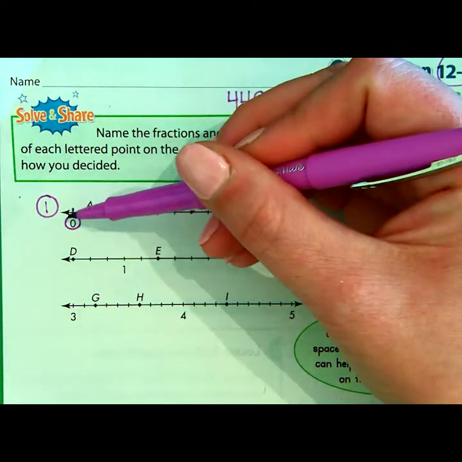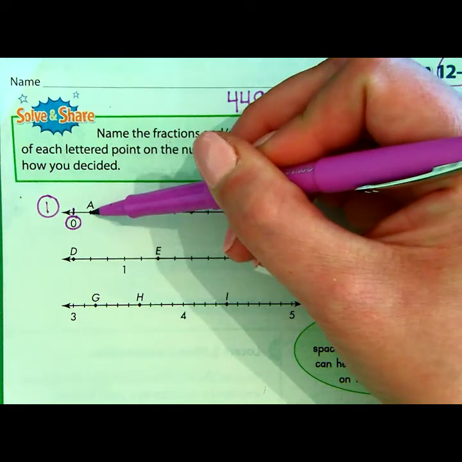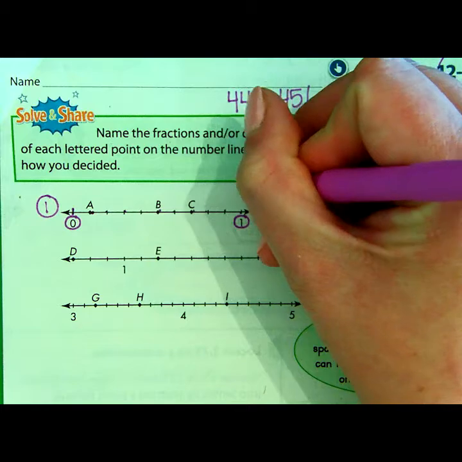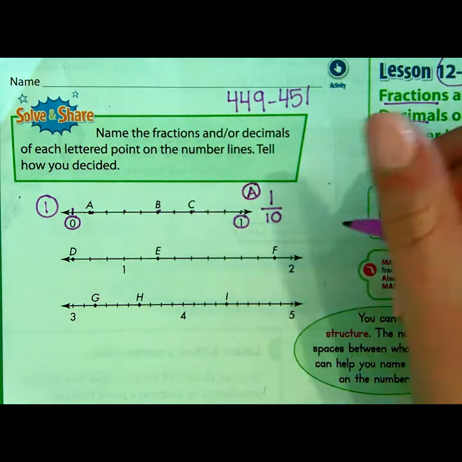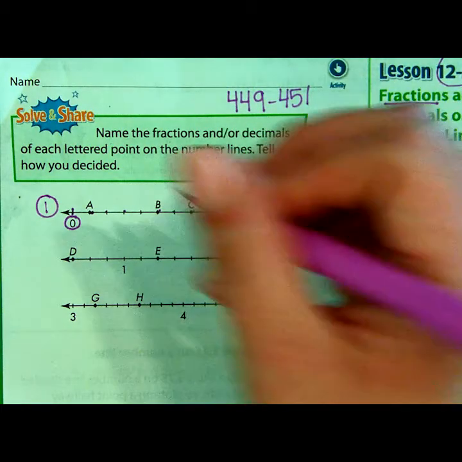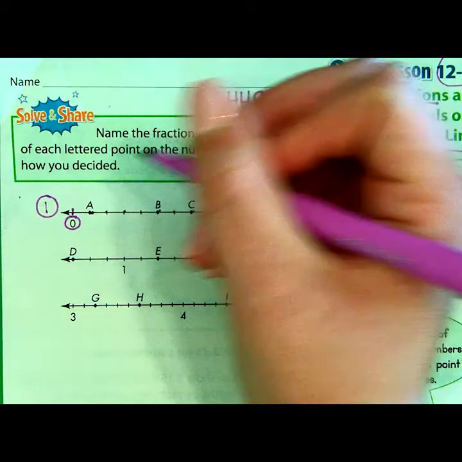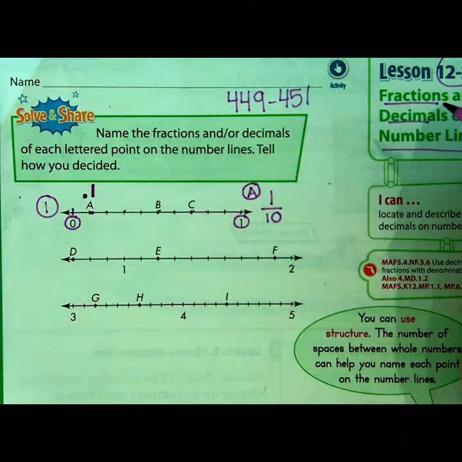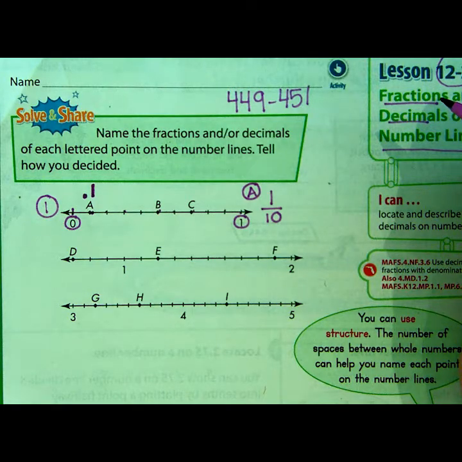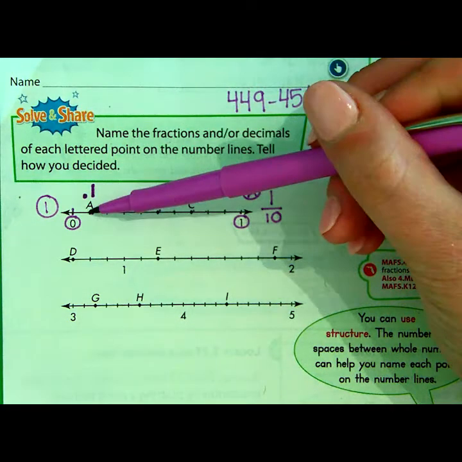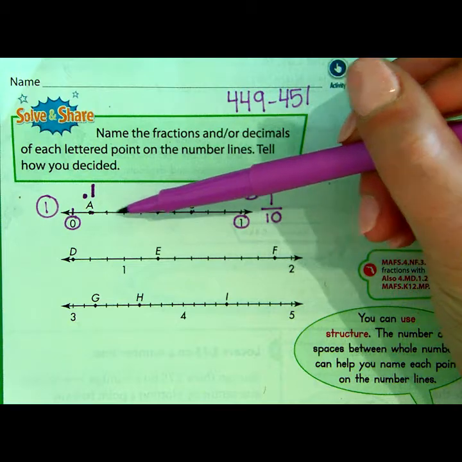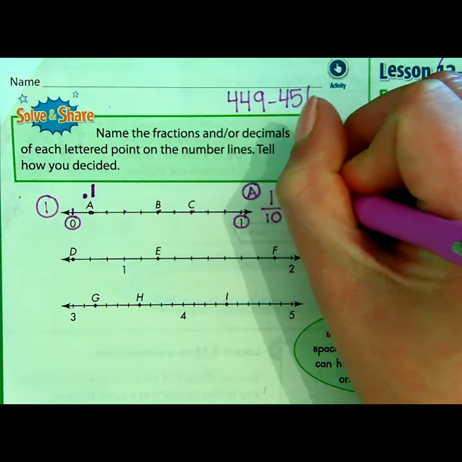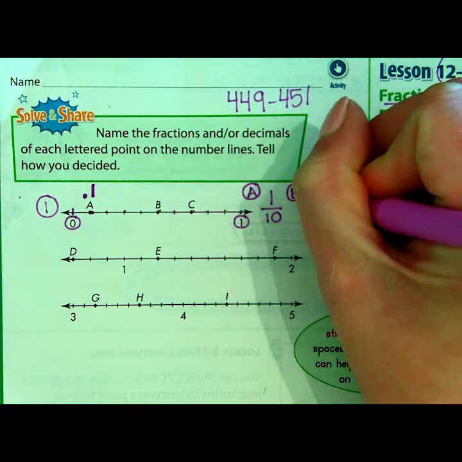So when I look at point A, I see it's just 1 over. So that would be equivalent to 1/10. So that's point A on my number line. Now, written as a decimal, I'm going to go over here just above it. And I know that tenth refers to the place value right after the decimal point. Now, when I look at B, if this was 1/10, this would be 2/10, 3/10, 4/10, 5/10. So B written as a fraction is 5/10.